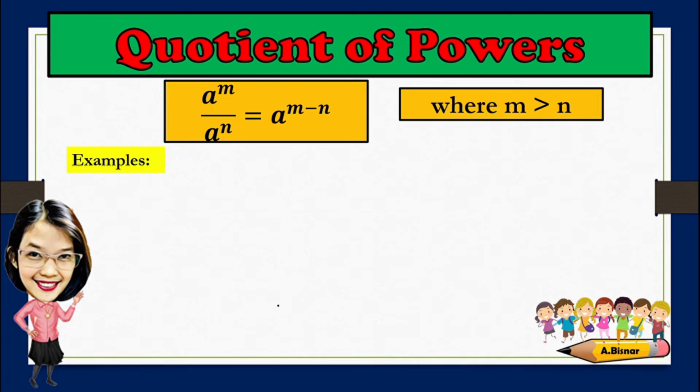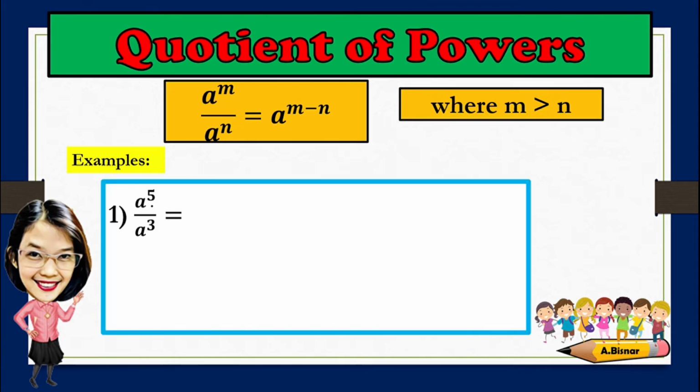Next, quotient of powers, wherein a raised to m all over a raised to n is equal to a raised to m minus n, where m is greater than n. This means that we're going to subtract the exponents. Now this is what we are going to do when the exponent m is greater than the exponent n. Say we have a raised to 5 over a raised to 3. This will be a raised to 5 minus 3. And 5 minus 3 is 2, and therefore the answer is a squared.